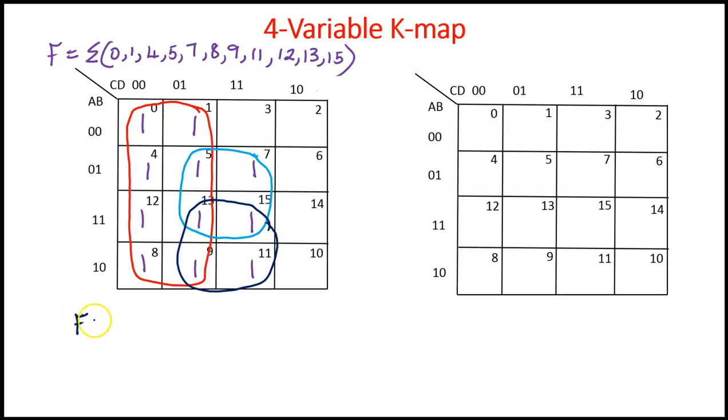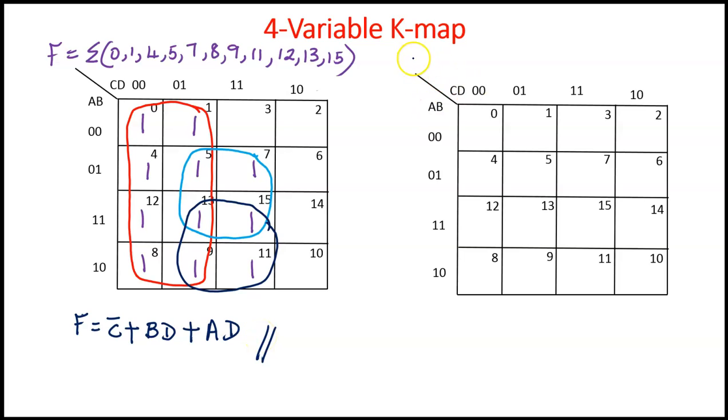Now how to write the expression? For the first group, the A, B variables are changing, so we have to leave them. For CD, the C variable is not changing, so therefore C bar. In the second group, the B variable is not changing, therefore B. And in CD, the D variable is not changing, so therefore D. Then in the third group, the A variable is not changing, so therefore A, and the D variable is not changing, so therefore D. So this is how you have to write the expression for this kind of problem.